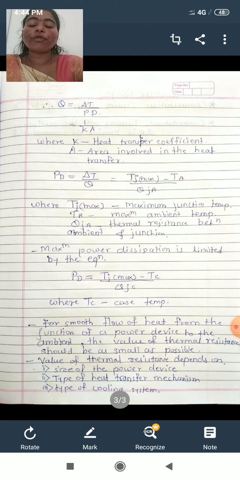Now, in the next lecture, we have to learn the commutation techniques of the SCR. Commutation means turning off the SCR. Turning off the SCR we have to learn in the next lecture.